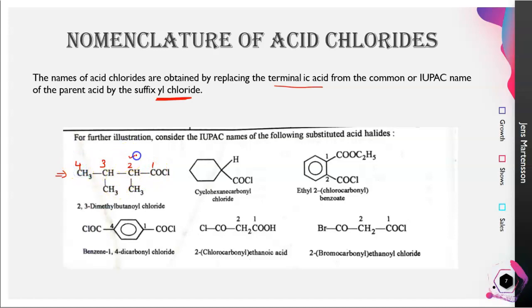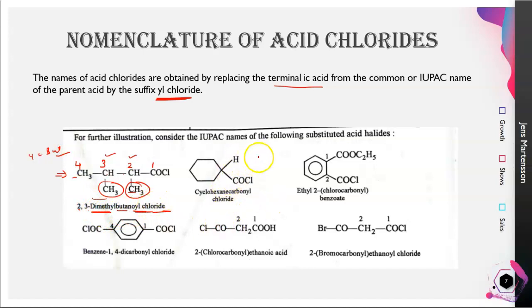You can see on the second and third position we have a methyl group attached. So you can write it as 2,3-dimethyl, because we have two methyl groups present over here. How many carbon atoms are present? 1, 2, 3, 4. So for 4 we use "but". Correct. So 2,3-dimethylbutanoyl chloride. Correct? This is how you do it.